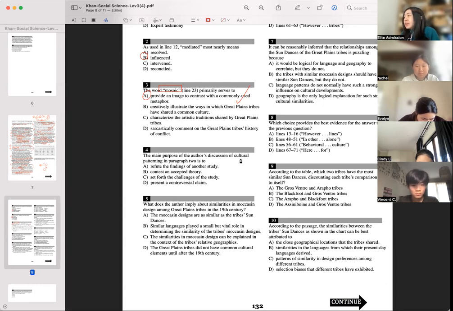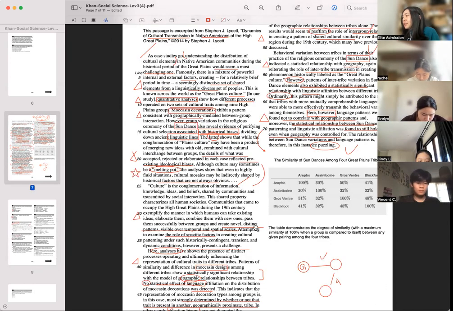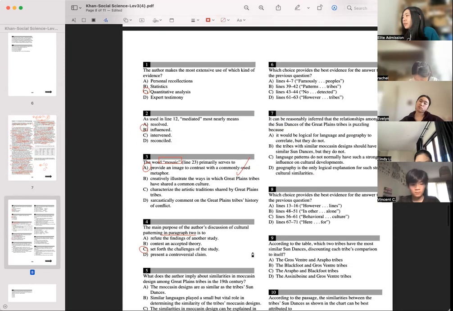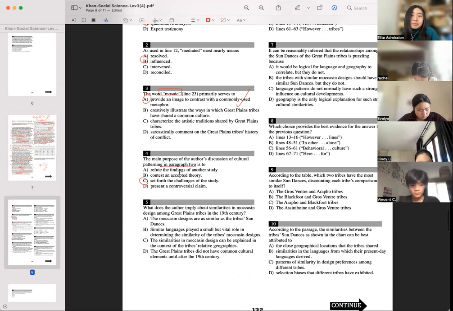In question 4, the purpose of the discussion pattern in paragraph 2 is to do what? Could that be to set forth a challenge of the study? Yeah. We talk about culture, and then the last sentence presents a challenge. Remember that sentence? So that's what that means. That could make sense. The other answers are just wrong. Question 5, similarity or causing.